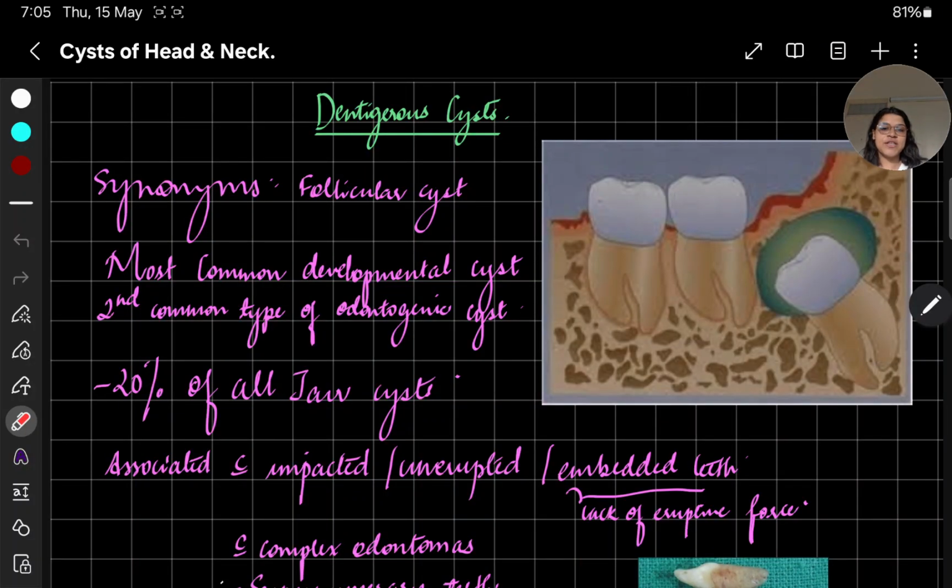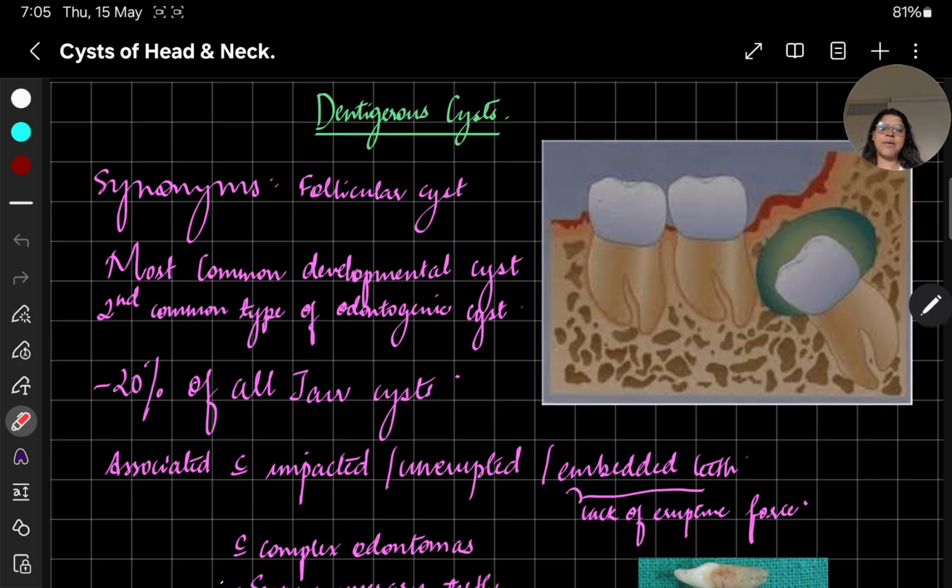So we are starting with dentigerous cyst, which is going to be our first topic for cysts. Okay. So the synonym for dentigerous cyst is follicular cyst. You could get a long note on to classify cysts and write a note about follicular cyst. So you have to remember that follicular cyst is dentigerous cyst. Follicle, because you have it as a follicle. Also, it can arise from a follicle.